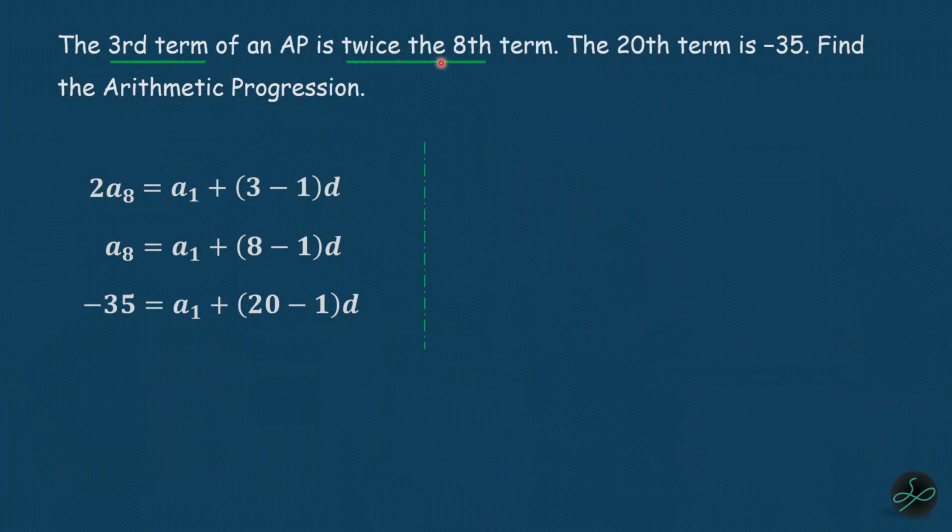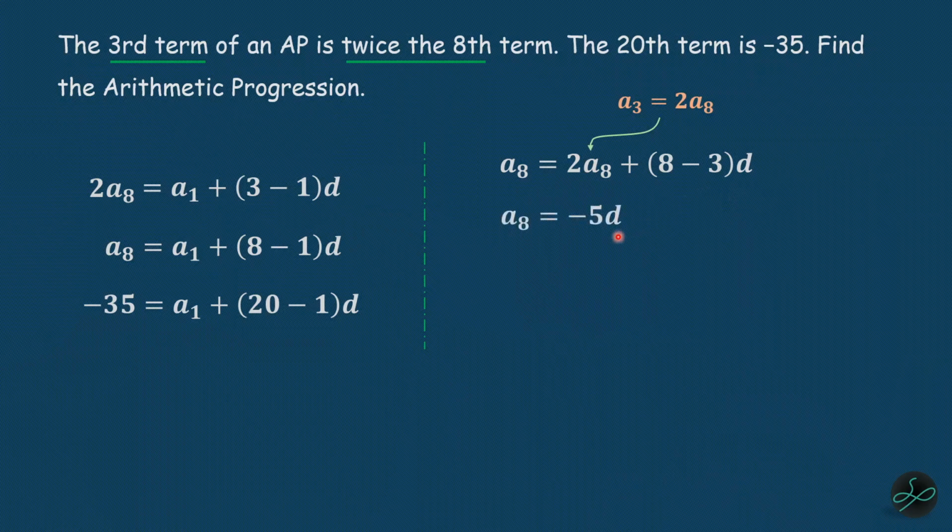Take the third term as the reference term and write the equation for the eighth term. A sub 8 equals a sub 3 plus the quantity of 8 minus 3 multiplied by d. Again, given that the third term is twice the eighth term, I use that information directly in here. Simplifying this equation, we get a sub 8 equals negative 5d.